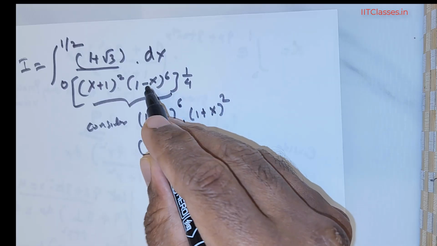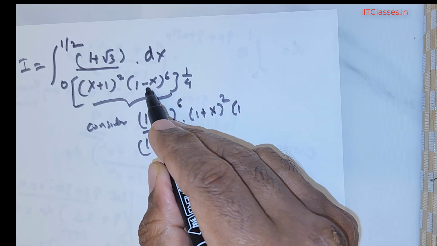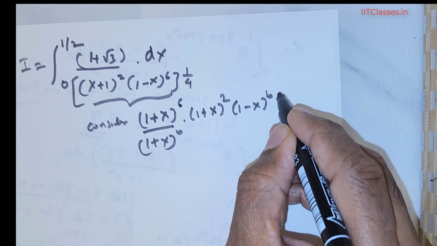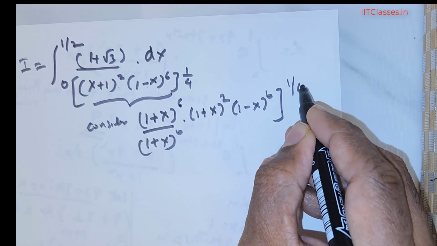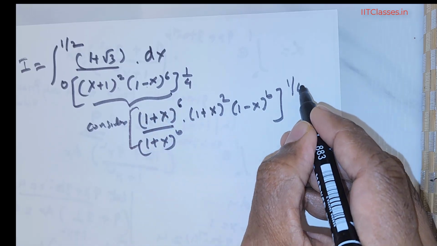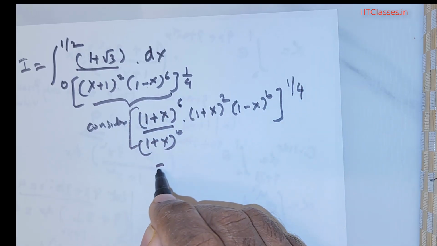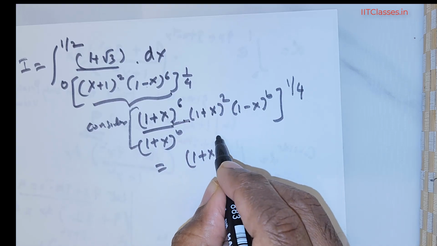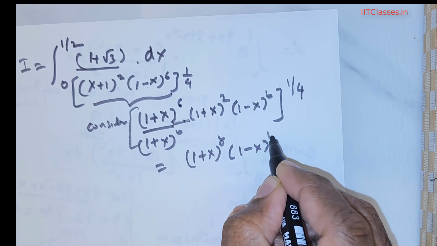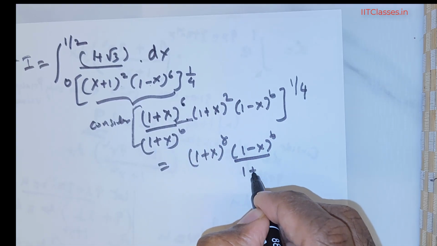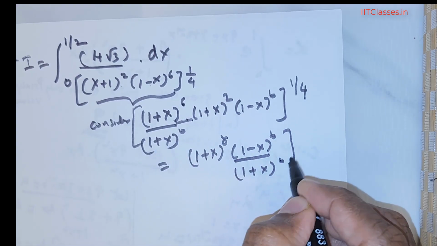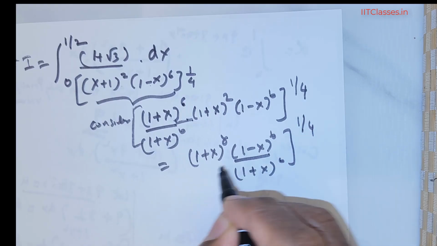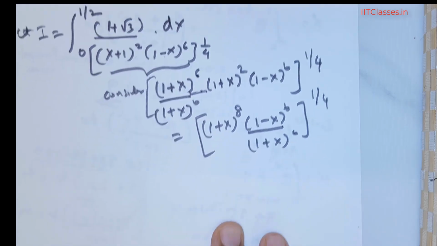I also have this (1 − x)^6. Okay, fair enough, all these components are there. This entire component is raised to the power of 1/4. Now I can club these two together, write it as (1 + x)^8 multiplied with (1 − x)^6, and I can push this (1 + x)^6, so this is raised to the power of 1/4. So this is how it looks.